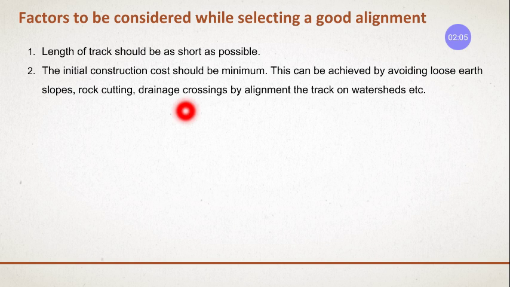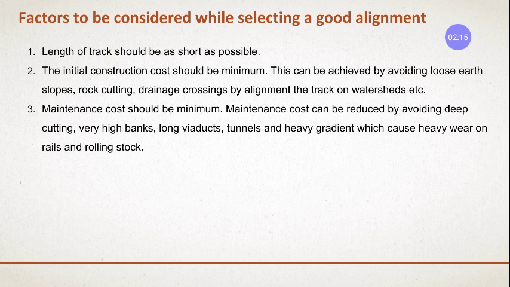Cross drainage means bridges and canals that cross your train track; they should be fewer. Otherwise you have to provide culverts or bridges for them. But if it is there at some point, we cannot change the direction every time, so you have to provide them in some cases.